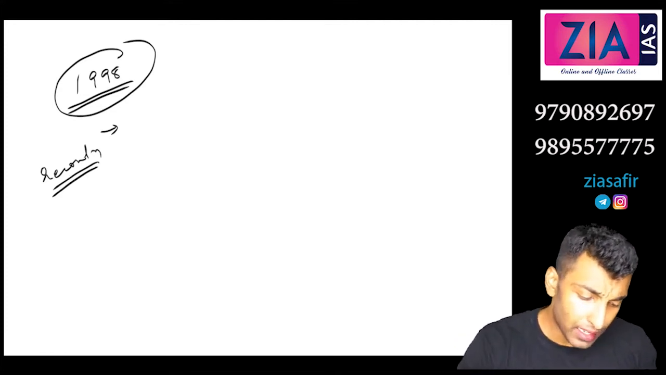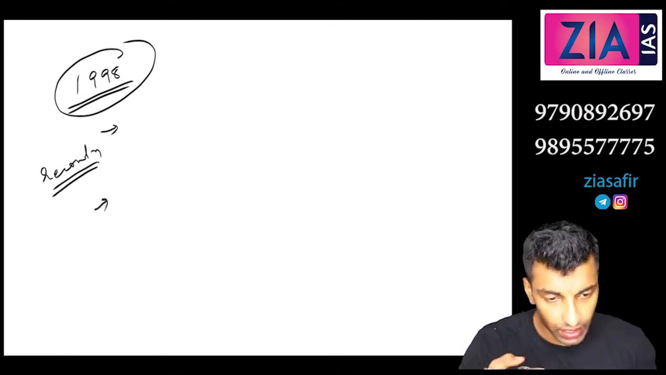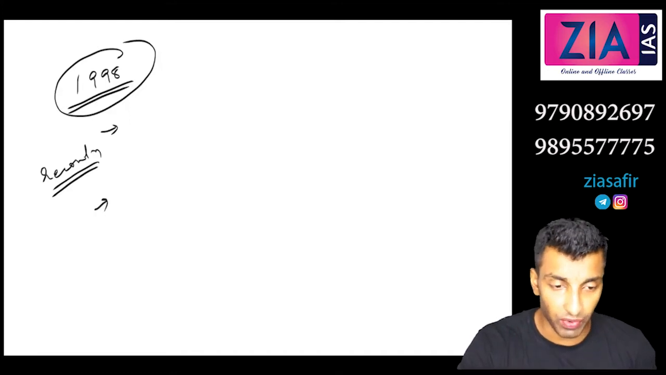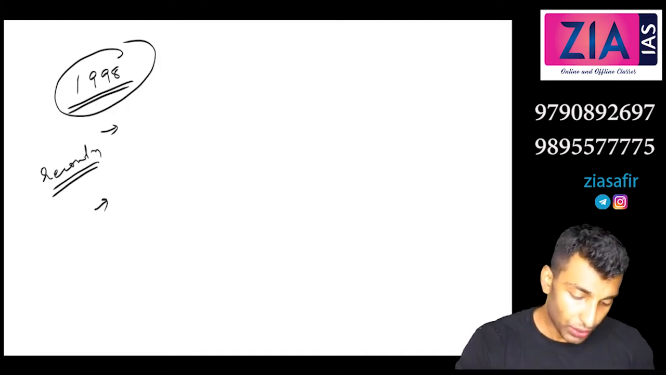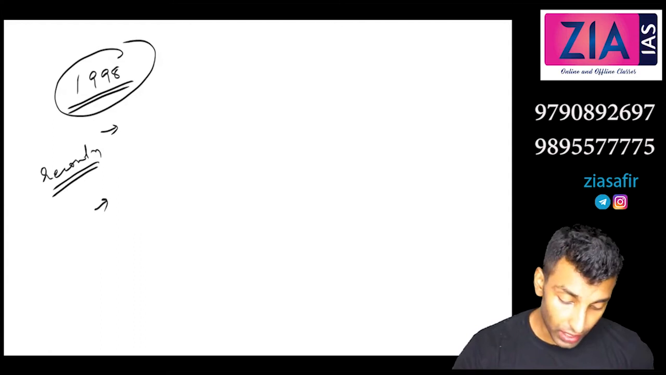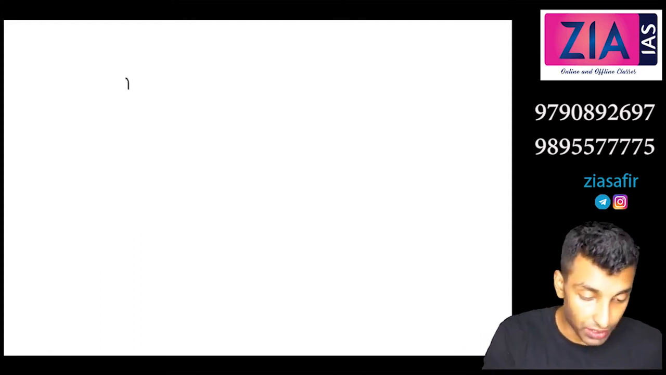Apart from these two, the other recommendations are basically the ones which were not accepted in Narasimham 1, so it is a repetition and not much important. Now let's discuss Basel norms.